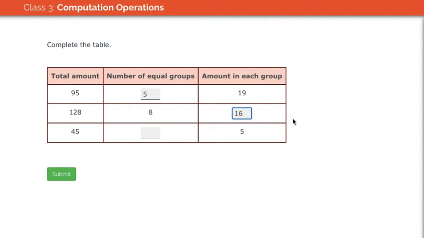Now there are 45 total amount. We have to find number of equal groups. Amount in each group is 5. So 5 into what is equal to 45? Let's see 5's table if we get it. 5 1 is 5, 5 2 is 10, 5 3 is 15, 5 4 is 20, 5 5 is 25, 5 6 is 30, 5 7 is 35, 5 8 is 40, 5 9 is 45. 5 into 9 is equal to 45. So 9.